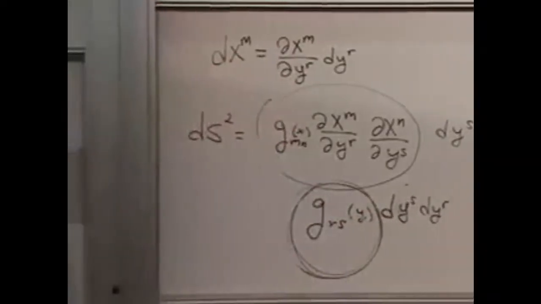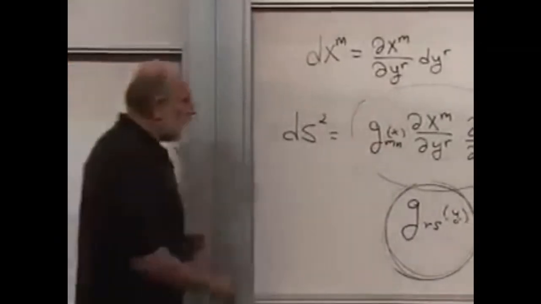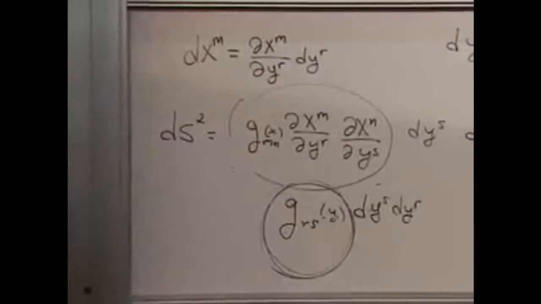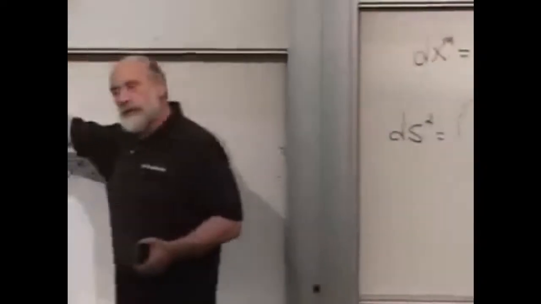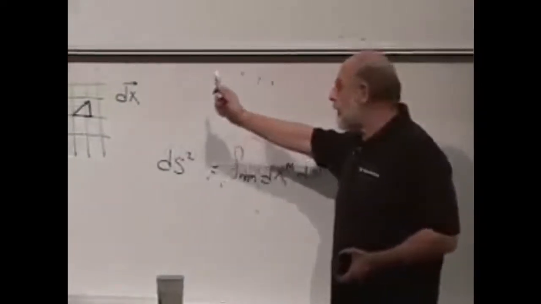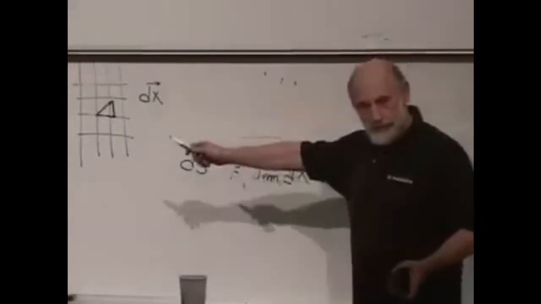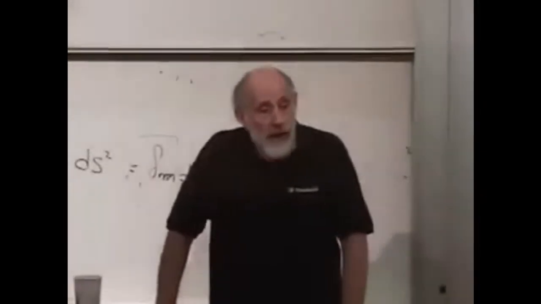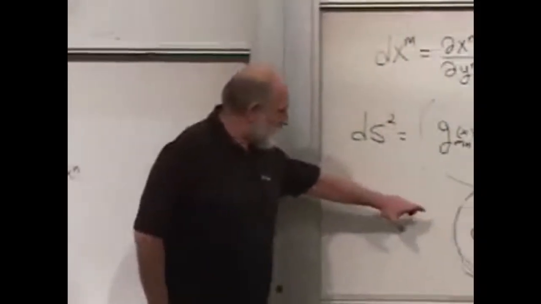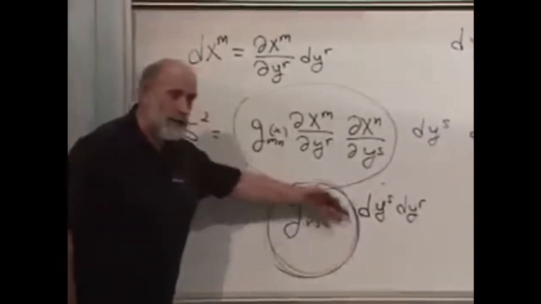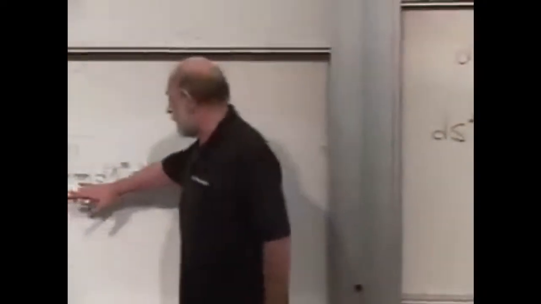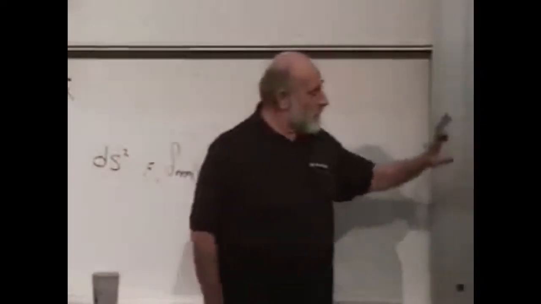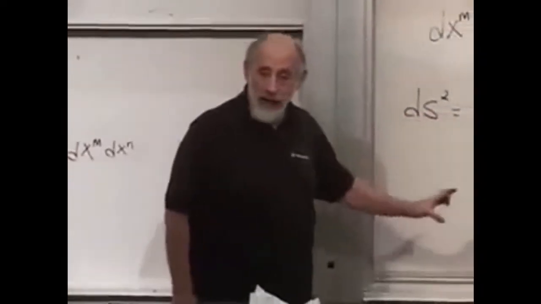If I gave you g_rs of y in this general form, I can ask the question: does there exist a coordinate transformation which will bring it back to this form, which looks like Cartesian coordinates on a flat blackboard in 2 dimensions or in 3 dimensions? If the answer is yes, in other words, this complicated g_rs of y can be undone by a coordinate transformation and brought to the form of Cartesian coordinates in flat space, then the space is called flat.